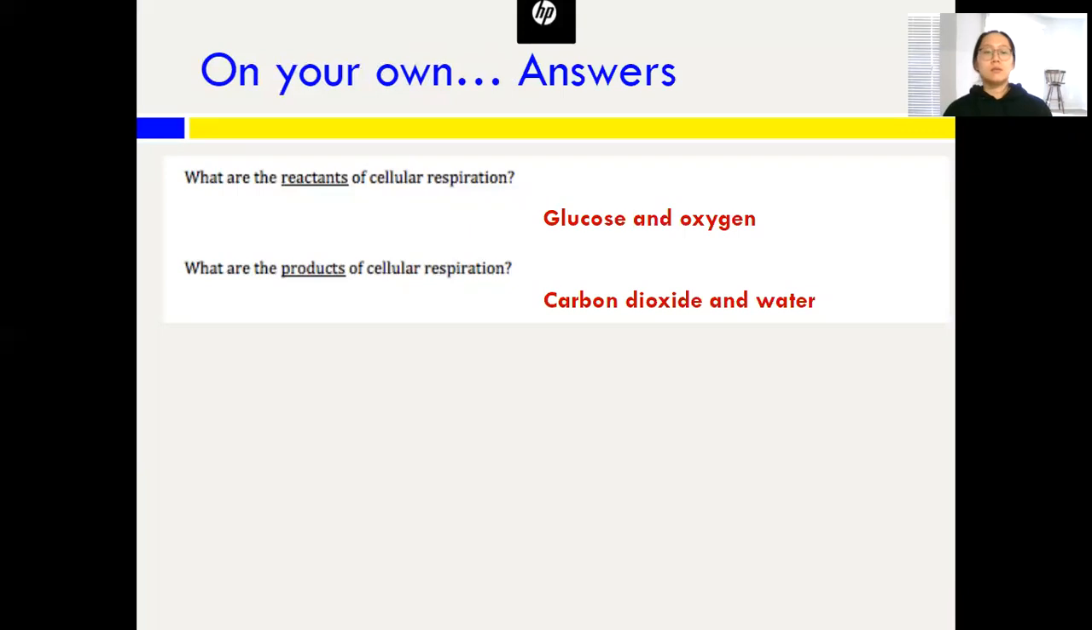Answers are, reactants are going to be glucose and oxygen on the left side. Right? You're using those up. And the products are going to be carbon dioxide and water. And then technically there's also the super important part of ATP, which is energy. Okay, those are the products.